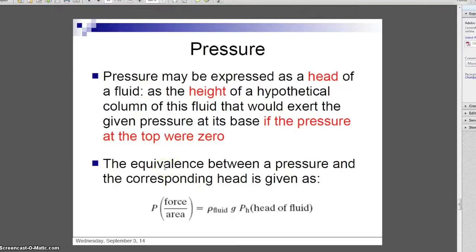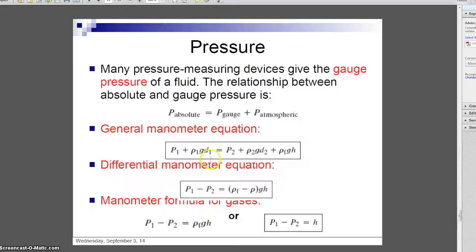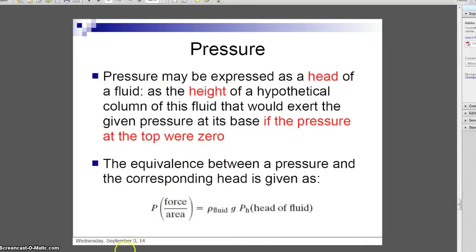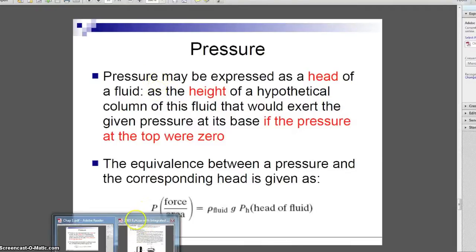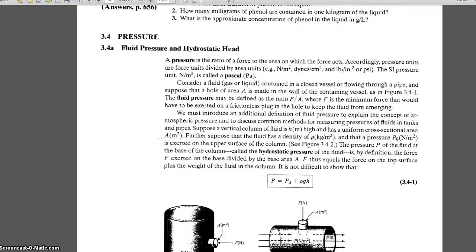Hey guys, so the next part of process and process variables is pressure. So now we're going to discuss it. In pressure, we will discuss the pressure itself, and then some pressure measuring devices. Let's start with the term pressure itself. In the textbook it is on page 54.